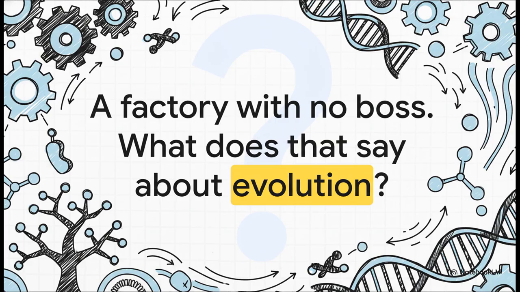So let's just end on this thought. We've been calling this a coordinated factory, but there's no boss, there's no one shouting orders, no central brain controlling it all. It's a self-assembling, self-correcting machine that runs purely on the laws of chemistry and physics, all shaped over billions of years of evolution. It is just an absolutely stunning piece of molecular engineering.